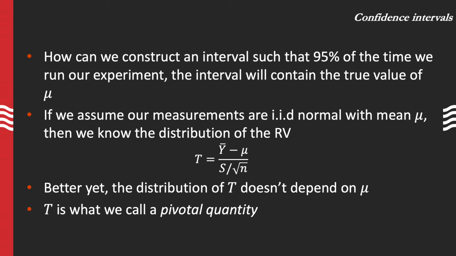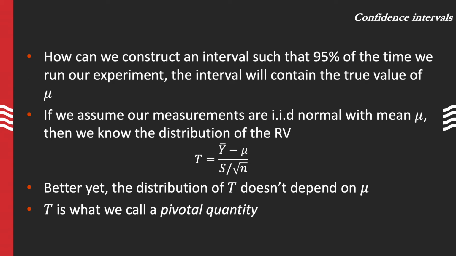So the last thing I want to talk about before we get into the nitty-gritty of actually running a couple t-tests is confidence intervals. And these pop up when we're asking the question of how can we construct an interval estimate of a parameter such that 95% of the time, or 1 minus alpha percent of the time, when we run our experiment, the interval we construct will contain the true value of the parameter mu.